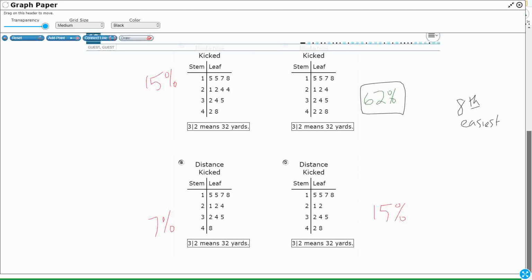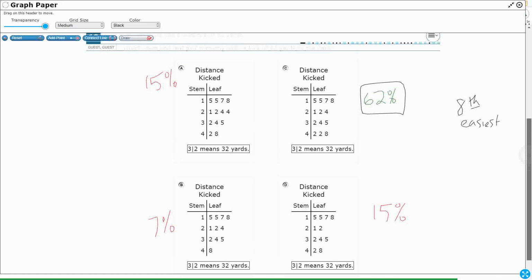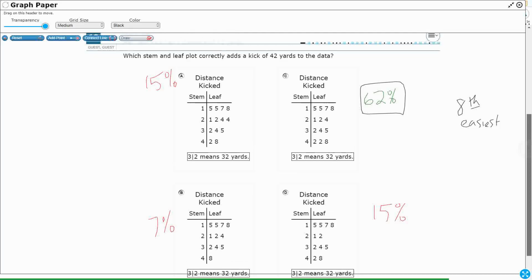Now, I want to take a look at A and D real quick because it shows us that between the two of them, we've got 15, 15. That's 30% of our students still don't know how stem and leaf plots work. The number we were adding was 42, remember? But if you don't know how that works, you might flip it around and think that equals 42. And so that's what we're doing here.